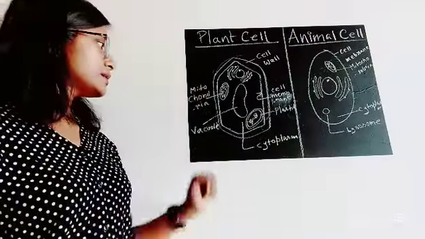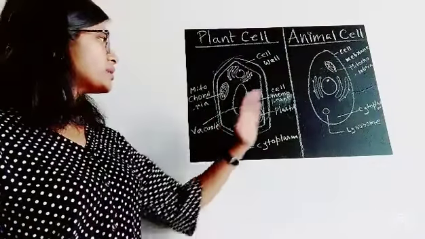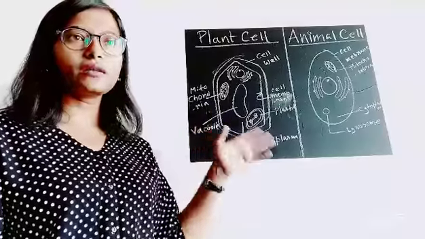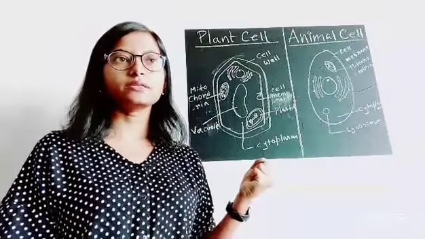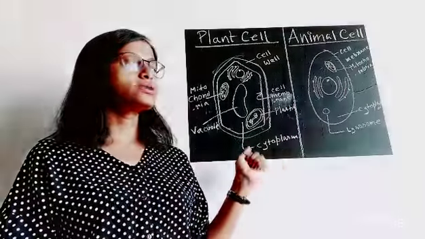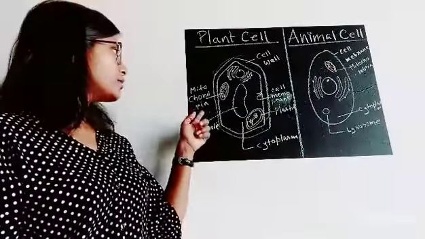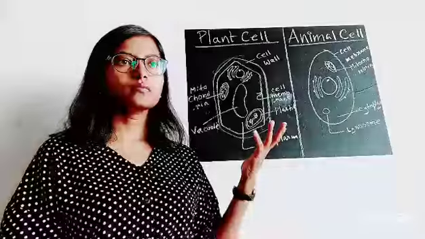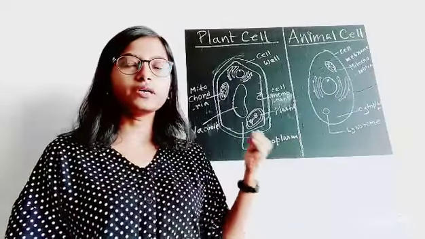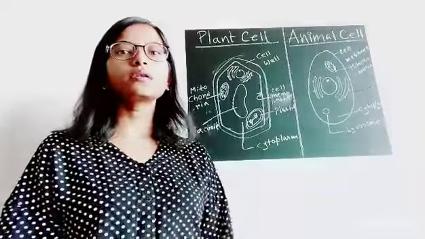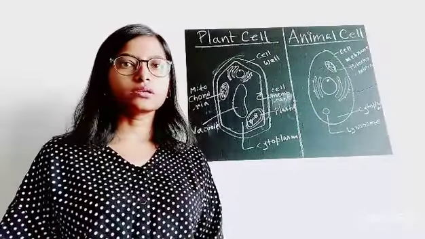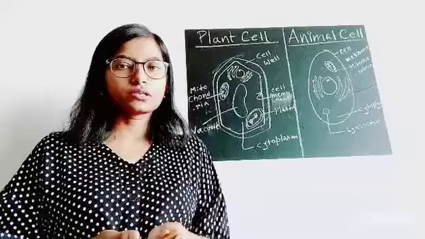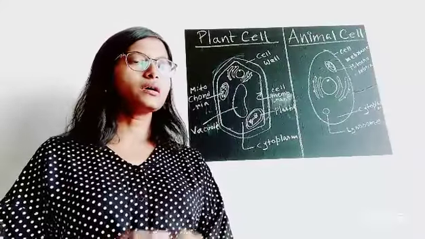Okay. The next point, which is common for plant and animal cells, is an organelle which is very important and present in both: the mitochondria. You might have heard about mitochondria. Mitochondria is the organelle which is responsible for the production of energy. So it is called the powerhouse of the cell.